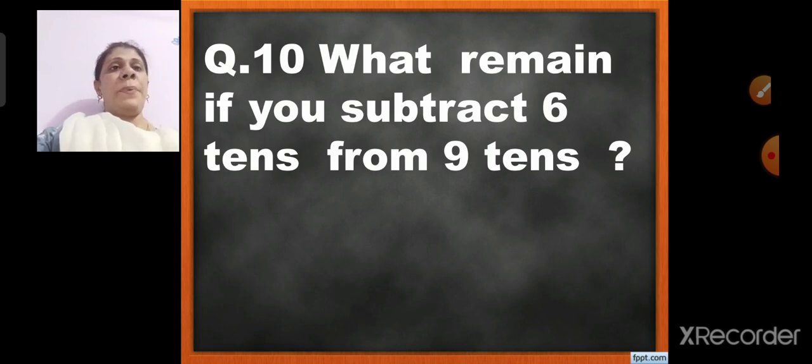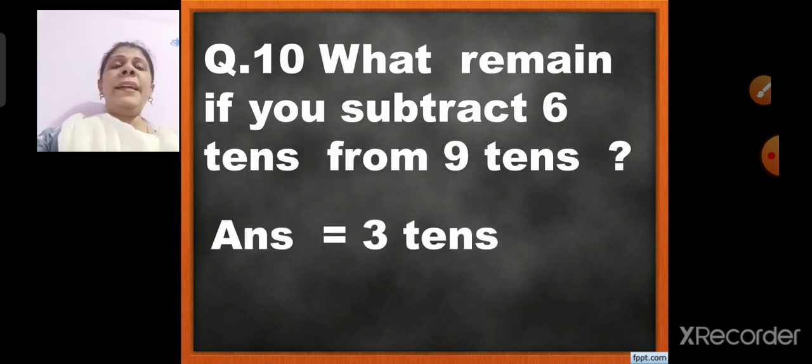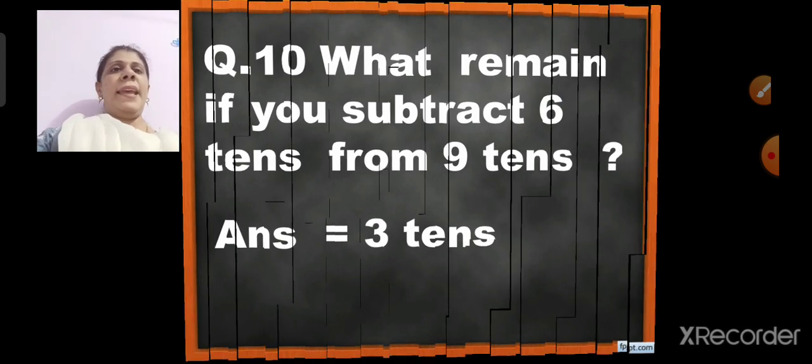So let us move to the next question. What remains if you subtract 6 tenths from 9 tenths? I repeat the question. What remains if you subtract 6 tenths from 9 tenths? So children, subtract 6 tenths from 9 tenths and tell me how much you get. 3 tenths. Correct. If we subtract 6 tenths from 9 tenths, we get 3 tenths. You subtract 6 from 9 and see what is the answer. After 6, 7, 8, 9. Correct. So when we subtract 6 tenths from 9 tenths, we get our answer 3 tenths. Next.